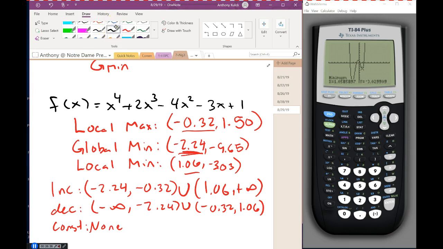Everybody okay with this idea of using the calculator? So you have to do this in your homework, but again, it's easy. It's the same thing we did yesterday. It's just getting over the hurdle of figuring out how to use your calculator.